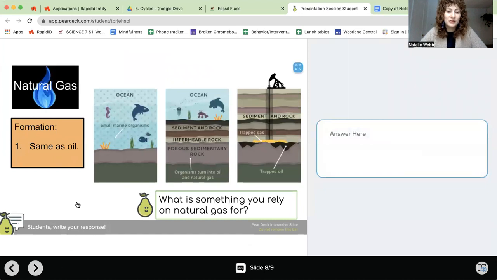So how does natural gas form? Well, it's pretty much the same process as oil. It just is more heat and more time, making it break down even more into a gas form. So what is something that you rely on natural gas for? How is natural gas important to your life?